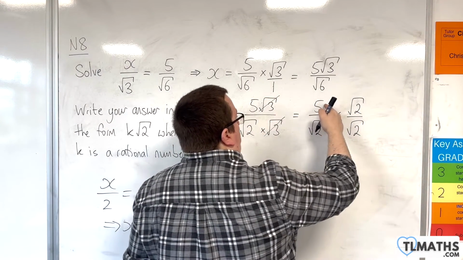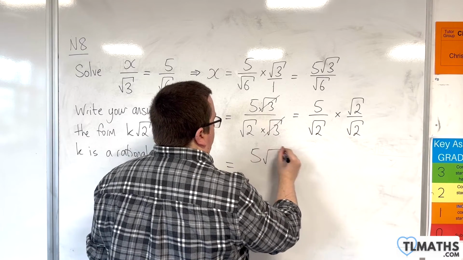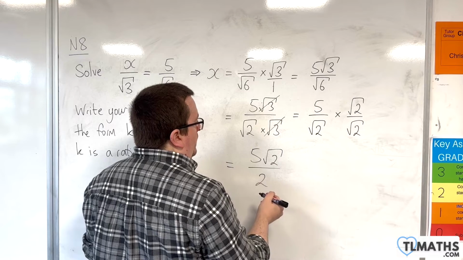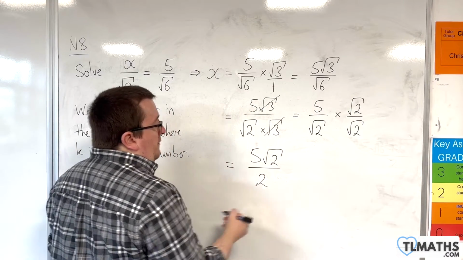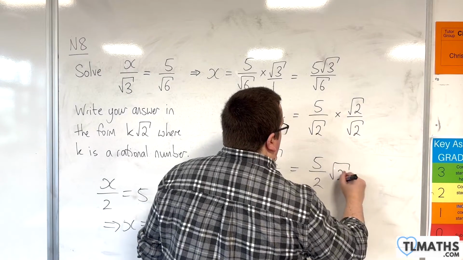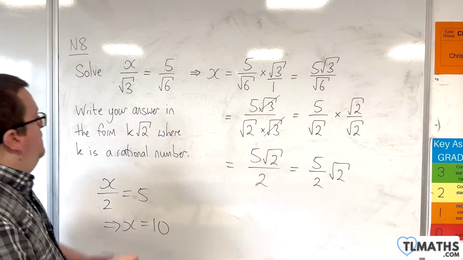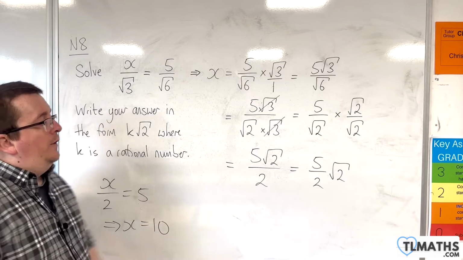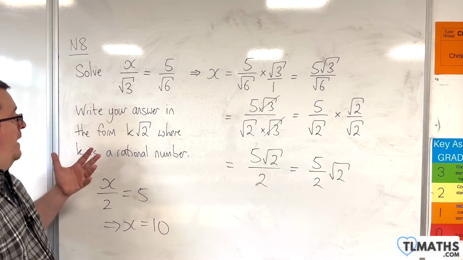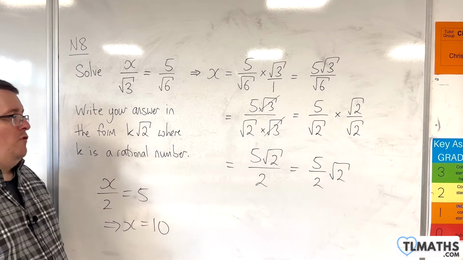So our numerator becomes 5 root 2. And the denominator, root 2 times root 2, is just 2. So here I've got 5 root 2 over 2, which is the same as 5 halves root 2. So the k is 5 halves. Okay? And that fits because k is a rational number.